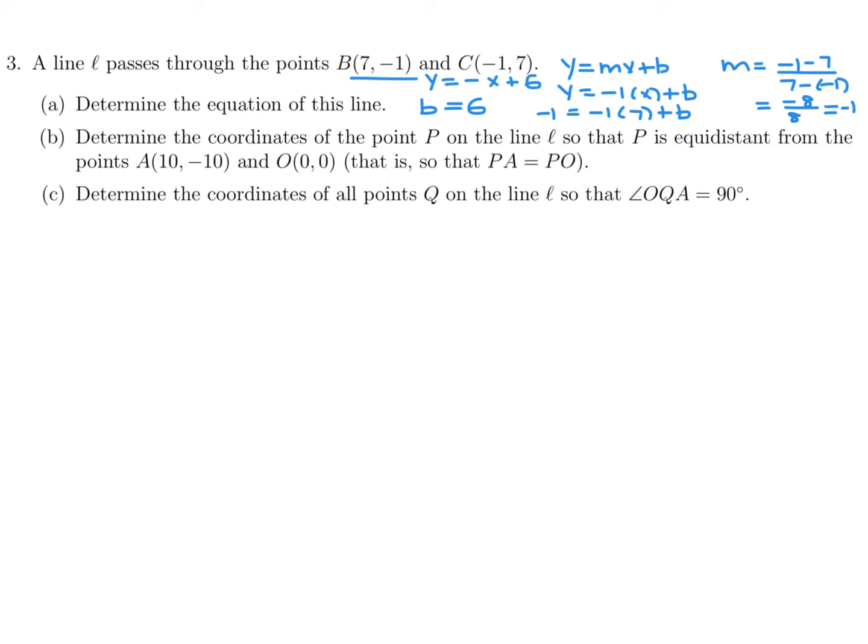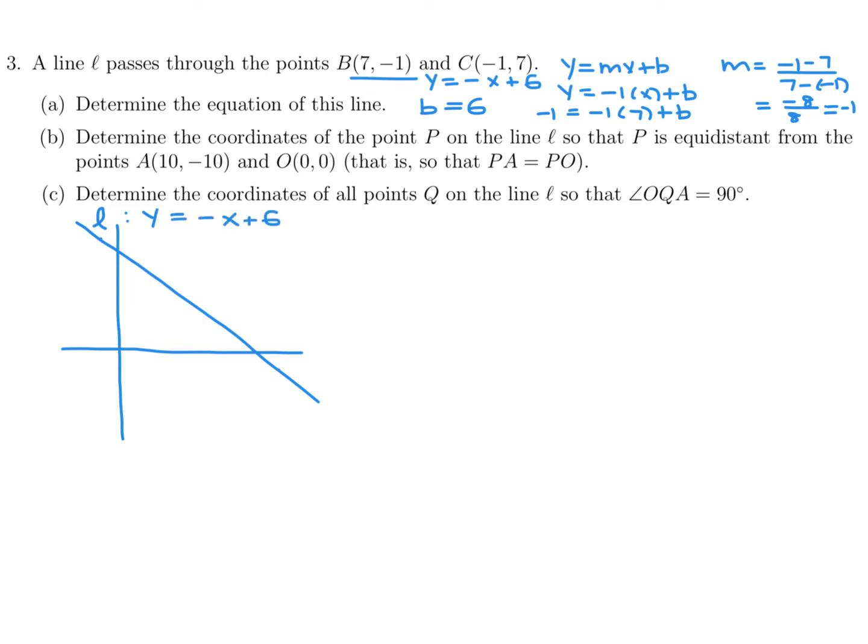Great. Now determine the coordinates of the point P on the line L so that P is equidistant from points A and O. All right, so I will attempt to draw this to make it come to life. So, 7 and -1 is somewhere here, and then -1 and 7 is somewhere here. I have to connect these, something like that. That's my L.